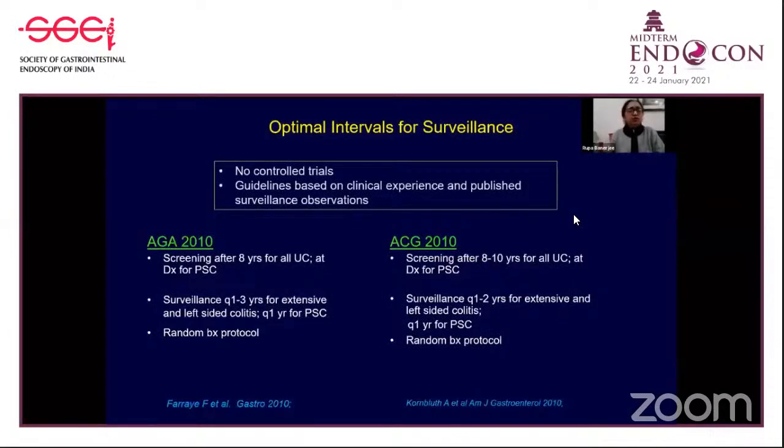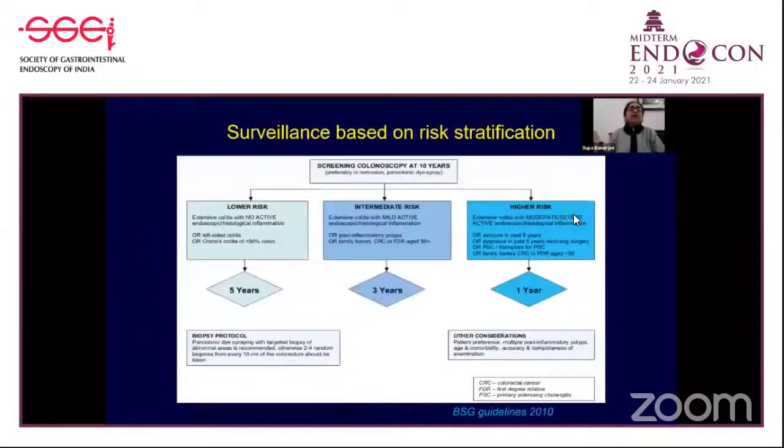We need to check. There are no controlled trials. Most of the guidelines are based on clinical experience, but primarily they agree that after 7 or 8 years, for all UC, we need surveillance, and at diagnosis if there is primary sclerosing cholangitis, because that increases the risk. A random biopsy protocol was suggested by AGA and ACG, and surveillance based on risk stratification by the BSG.